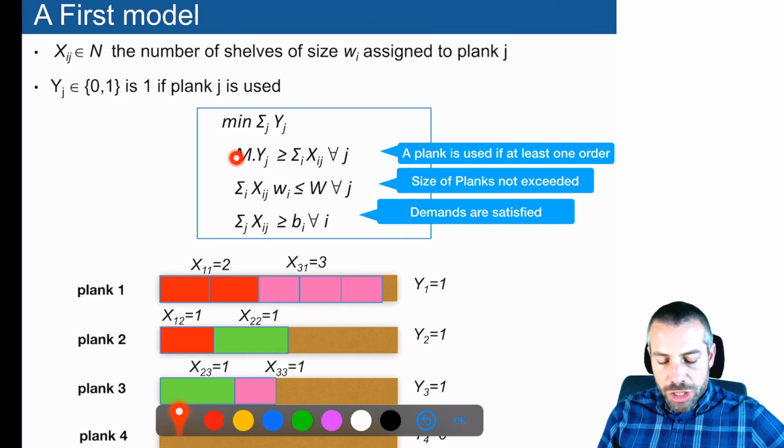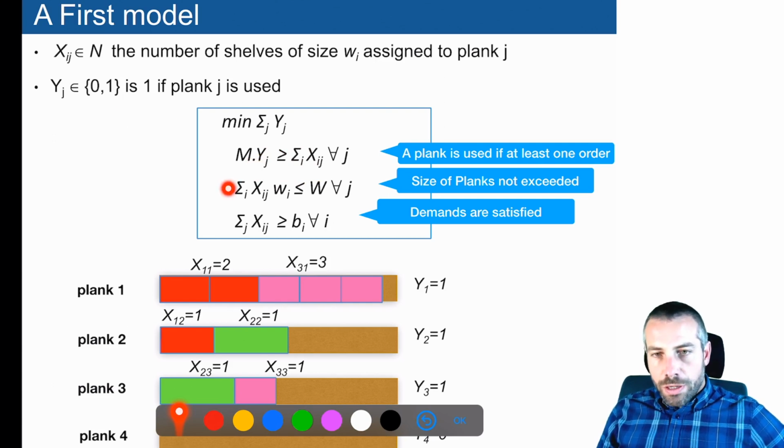It will make sure that you have no other choice but to put y_j to 1 if at least one of the orders is assigned to j. If at least one of them is assigned to j, then to make sure that this inequality is satisfied, you need to put y_j to at least 1. And since it's a binary variable, it will be 1 in practice.